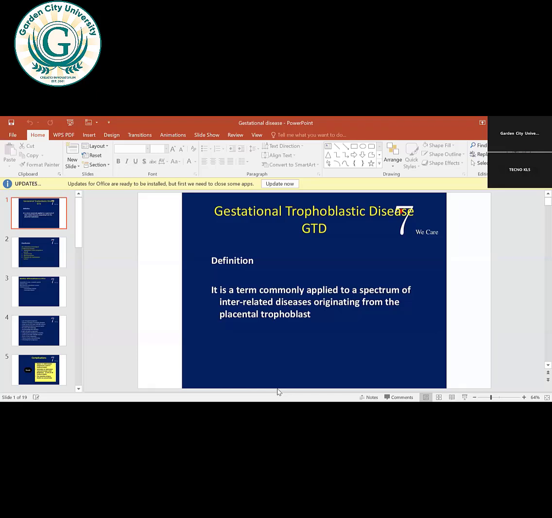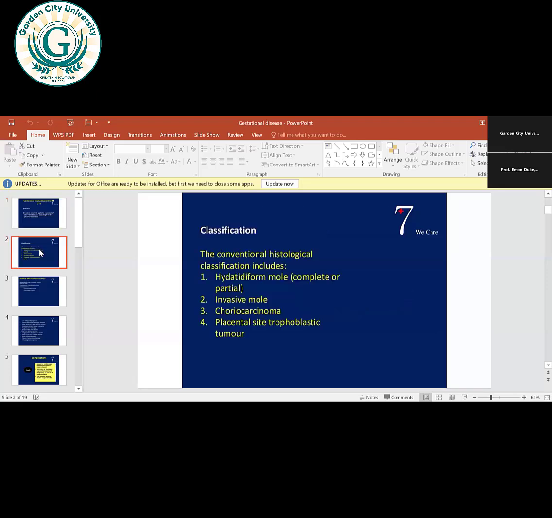Gestational trophoblastic disease. It is a term formally applied to a spectrum of interrelated diseases originating from the placental trophoblast. So you see that the gestational trophoblastic disease, GTD, are diseases, there are many, originating from the placental area that truncate pregnancy. Go ahead.